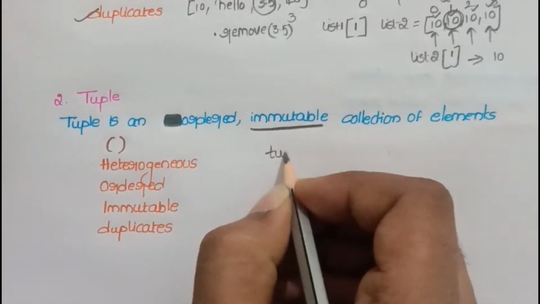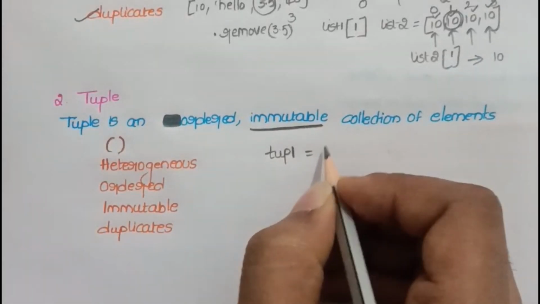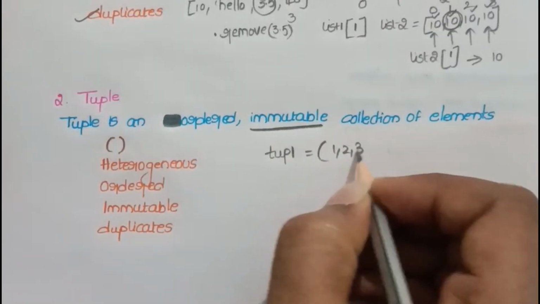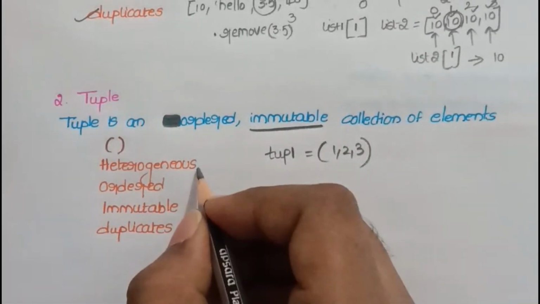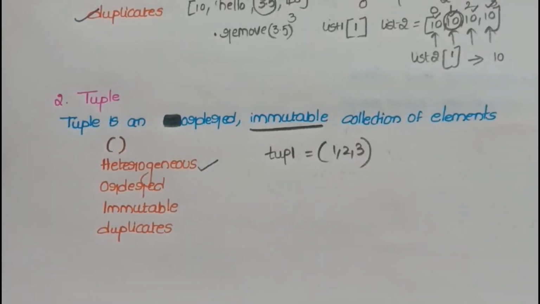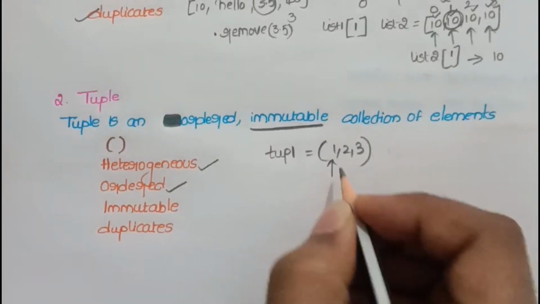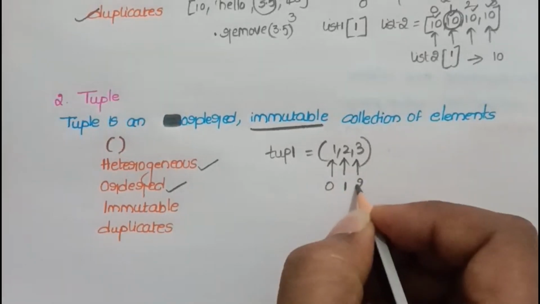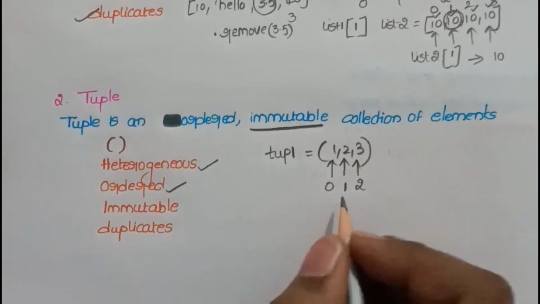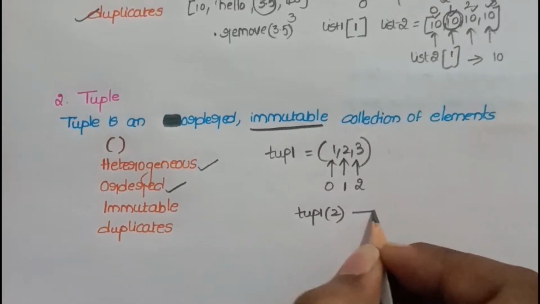If you want to declare a tuple, let's say tuple1 equals (1, 2, 3), like this, you can declare a tuple. Tuple is similar to list. It also holds multiple data types, and is ordered. The first element will have index 1, the second element will have index 2, and so on. If you want to access the third element, you have to write tuple1[2]. This will give 3.